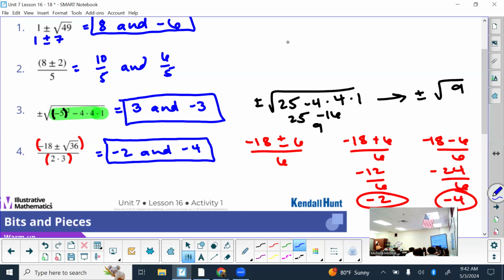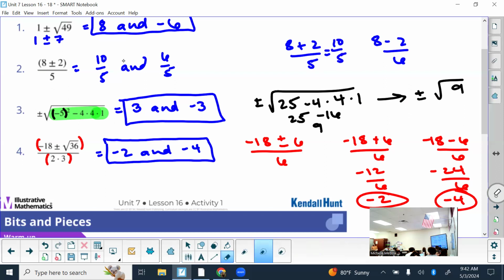And really here, we could break it into 2 separate problems, where it's 8 plus 2 over 5, and 8 minus 2 over 5. So then, class, 8 plus 2 is 10, divided by 5 is 2. So let's just change that 10 over 5 to a 2. Make it more simplified. And then 8 minus 2 is, which I messed this up, I put the wrong number here. It should be a 5 there.